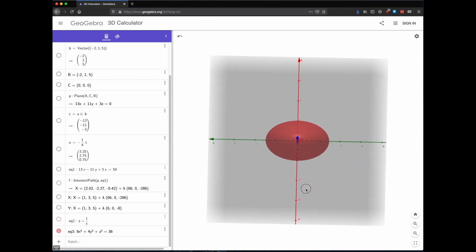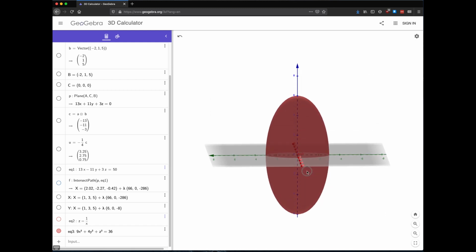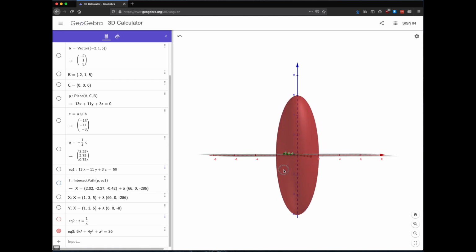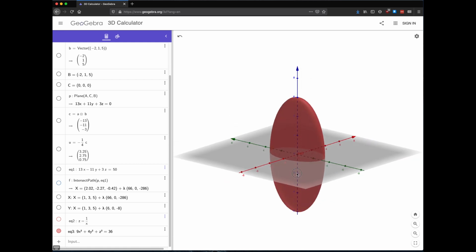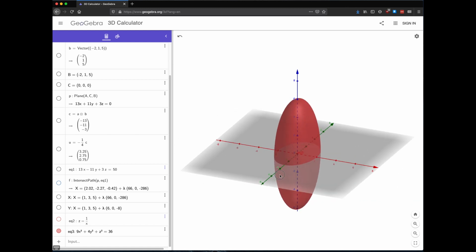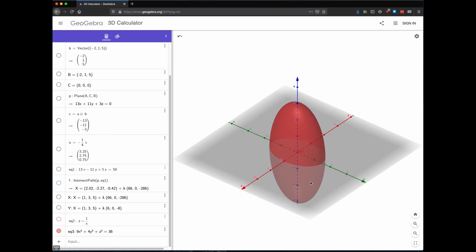You should see how it's an ellipse this way, an ellipse this way, and a different ellipse this way. They look very similar because it's much more stretched in the z direction than the x or the y. There we go. Let's go back to the x and y. And then we basically just started manipulating this.